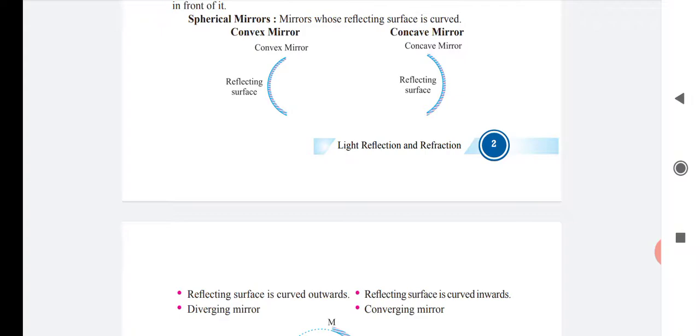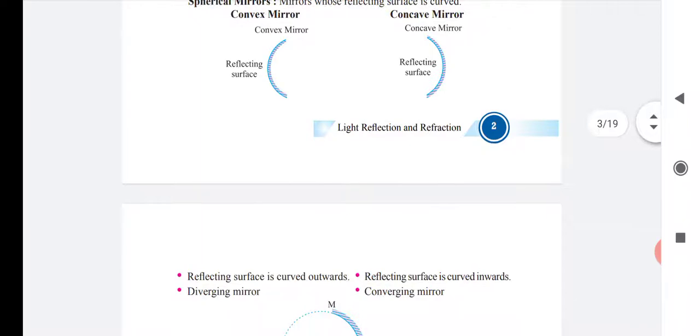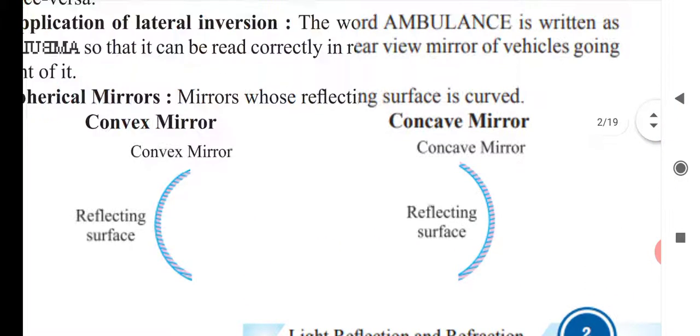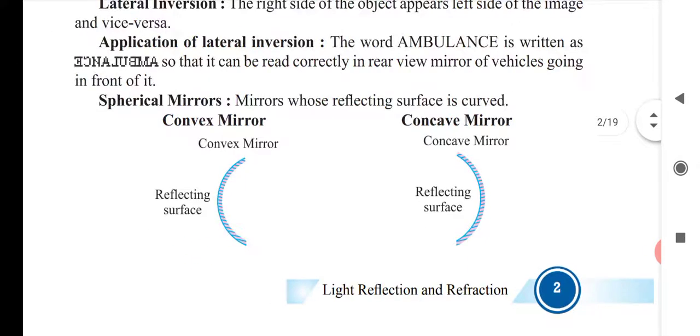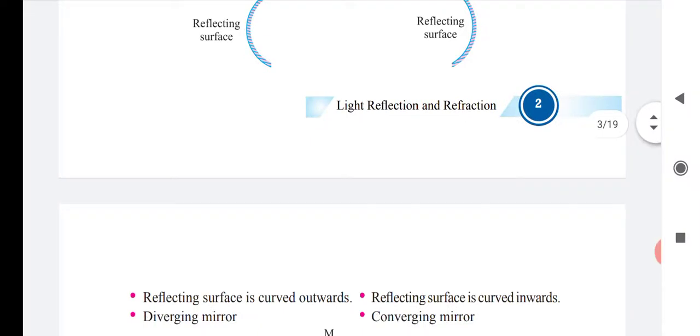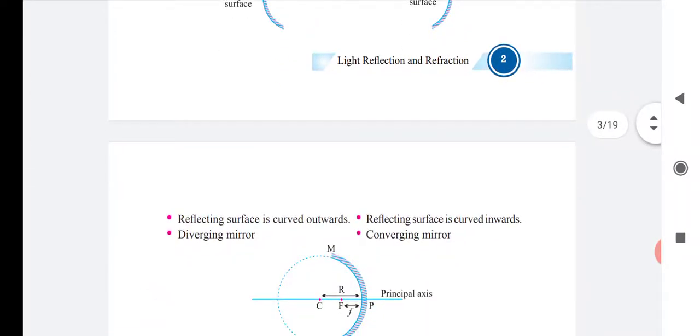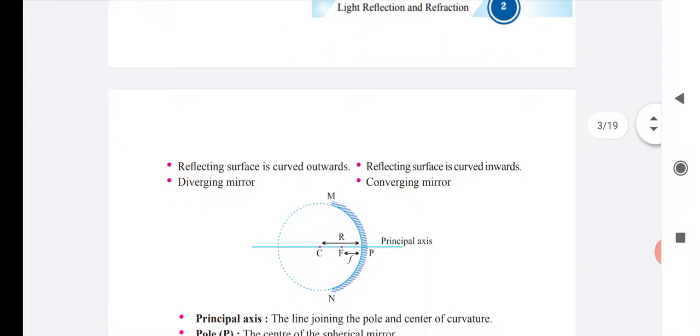Because it will divert the rays of the light. So now, the concave mirror: the reflecting surface is curved inwards. You can see from the figure, the reflecting surface is curved inwards and the other surface is polished. The concave mirror is called a converging mirror because it converges the rays of light once they fall on it.